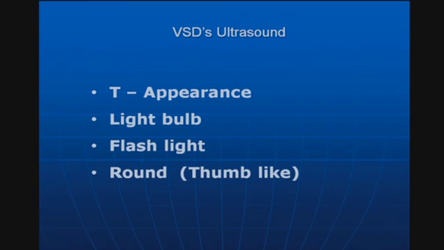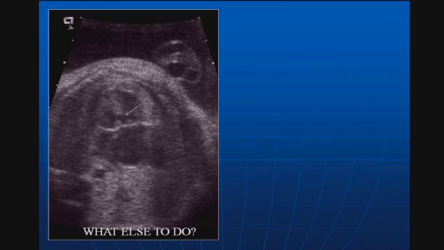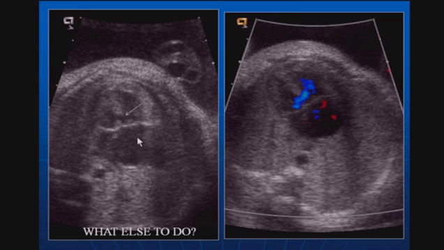How do these look? They're very hard to pick up, and in most series, these are the most common abnormalities missed on a four-chamber view of the heart. Have a little T appearance or a light bulb or a flashlight right at the tip of the VSD, or they appear very round. In this case, you can sort of see here the edges are a little rounded off, and we can go ahead and do color flow to substantiate this. Color is very, very important in these cases to substantiate that you do in fact have a very small VSD in this case.